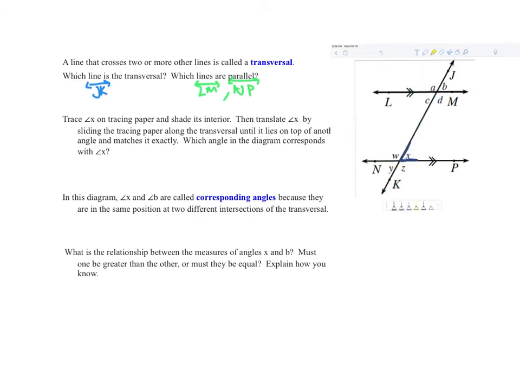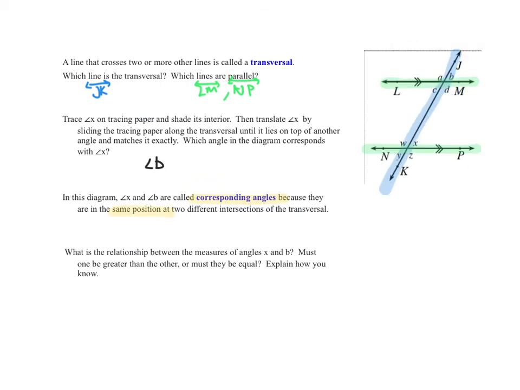So we're going to watch this animation here. It says trace X on tracing paper and shade its interior. Then translate X by sliding it up along the transversal until it lies on top of another angle and matches it exactly. Which angle corresponds with X? Well, the angle that it matches perfectly with is angle B. So in this case, angle X and angle B are called corresponding angles because they're in the same position at two different intersections of the transversal.